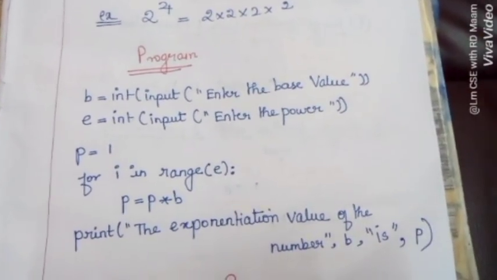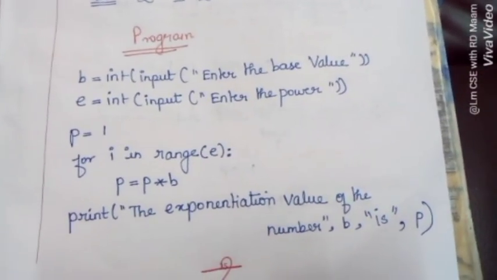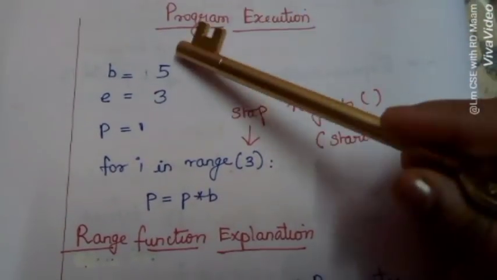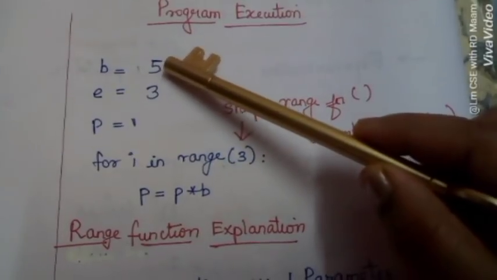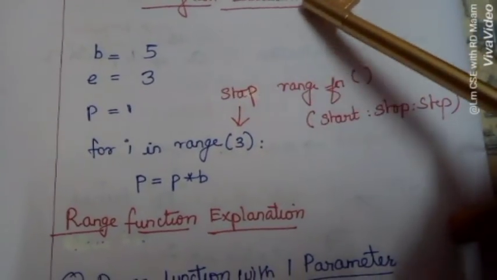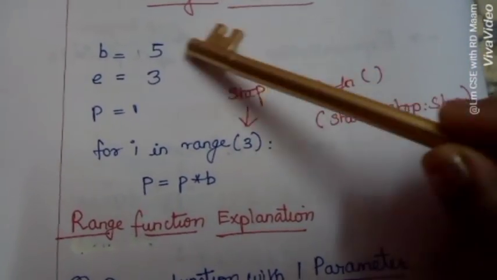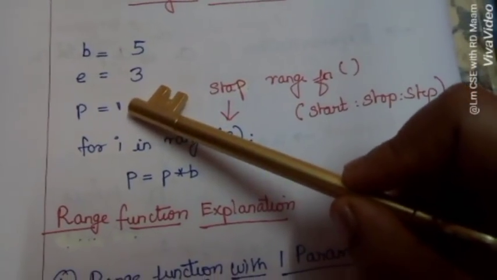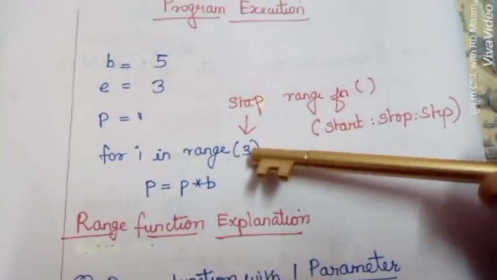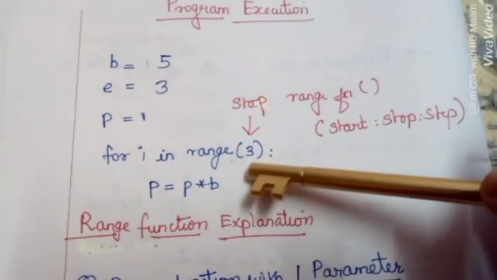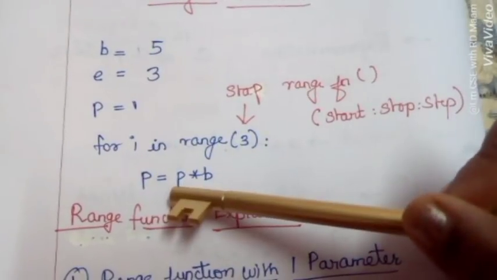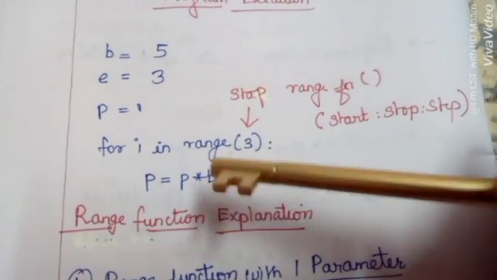This program you will understand better after the explanation is over. So this is the input the user has given. For b it is 5, the base is 5, and the exponent is 3, which is nothing but 5 power 3. That is 5 into 5 into 5, which will be 125. That is the expected answer. Now p is equal to 1, that is initialized already, and the for loop is for i in the range of 3. The next statement below the for loop is p is equal to p into b.